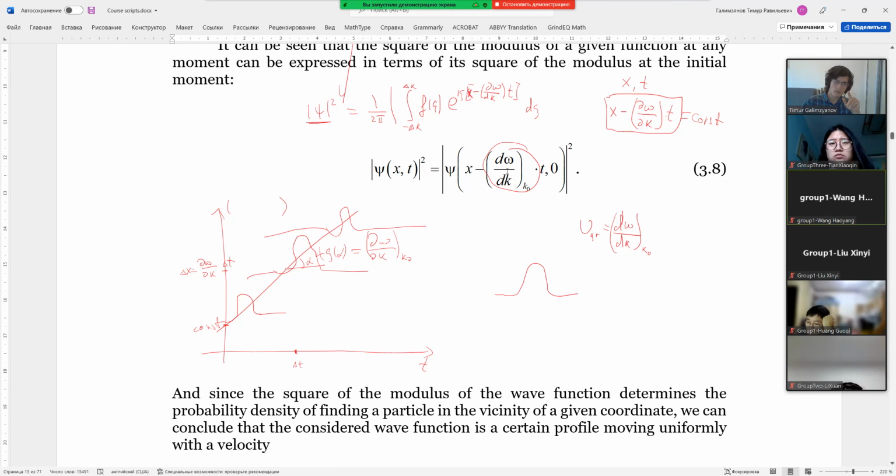Note that we have two velocities. The first velocity is the velocity of the phase of our wave, and another velocity is the velocity of the movement of the packet of this wave. Those are different velocities.